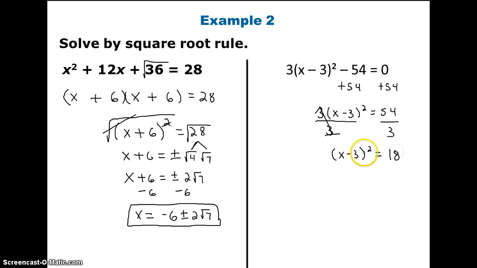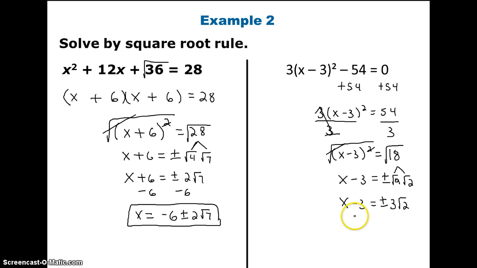Once we have the binomial squared by itself, there's no numbers outside of the parentheses. Cancel the square, so we take the square root. Whatever you do to one side, you do to the other side. So the square root and the square cancel. So x minus 3. You have to simplify the radical. Make sure you have your plus and a minus. We use that when we solve. 18 is not a perfect square number, but we do have 9, a perfect square number, times 2. That's going to be 18. So that's how you simplify the radical. So we have x minus 3 plus or minus the square root of 9, which is 3. Bring down the square root of 2.